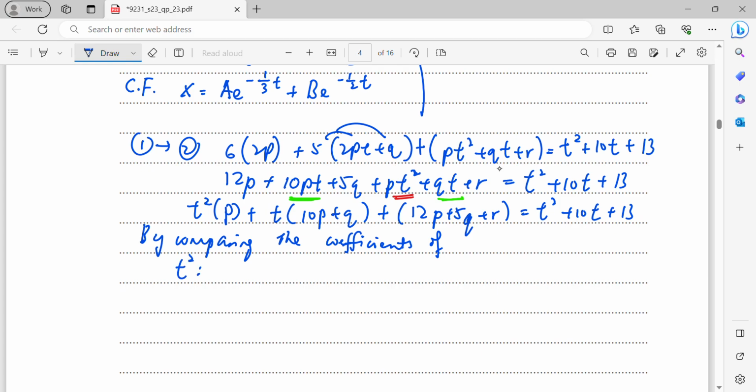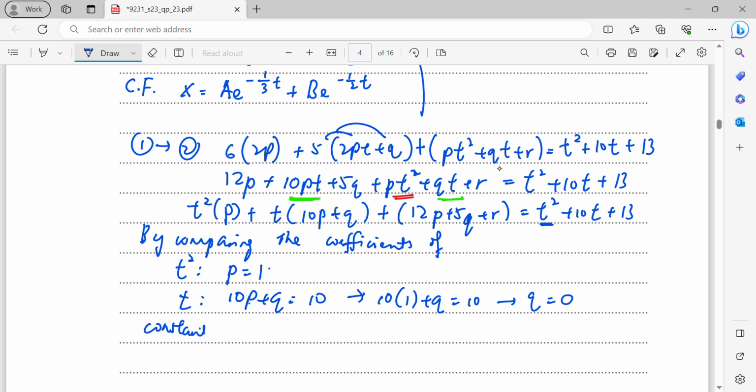When I compare the coefficient of t squared, the left hand side is p, the right hand side is 1, because it's 1 t squared. Therefore, I found p. Now, when I compare the t, 10p plus q on the left hand side is 10 on the right hand side. My p is 1, so I will just replace. Since I have 10 on both sides, that means my q is going to be 0. Then now I compare the constant.